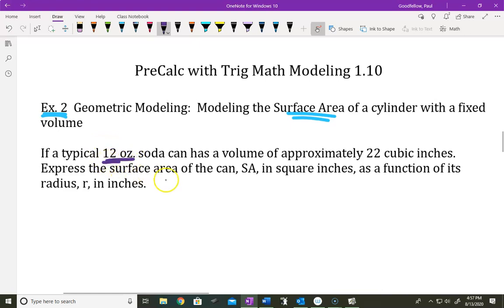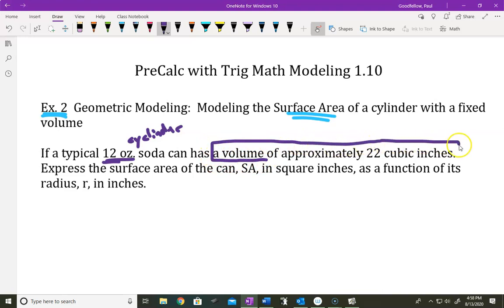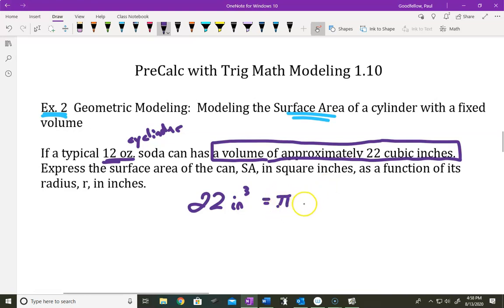So a typical 12-ounce soda can, and I'm thinking that a soda can is a cylinder, so that might be helpful, has a volume. As soon as you see that, you're thinking, okay, volume is probably the first equation it's associated with. Well, 22 cubic inches of volume is based on the volume of a cylinder, and the volume of a cylinder is pi radius squared times height. I'm just going to write it like that so I can get some idea of what's going on, but this particular equation seems relatively straightforward, but it has an r and an h in it.